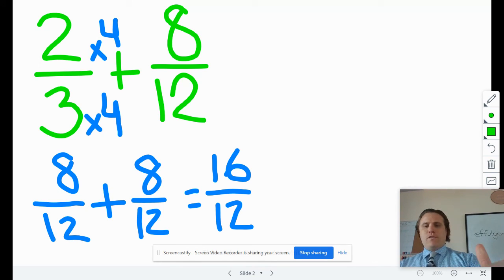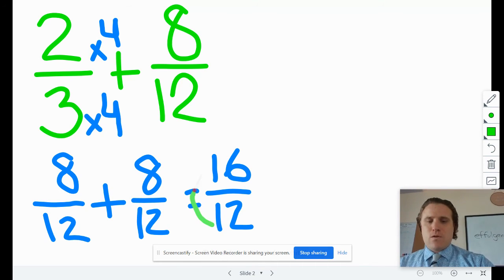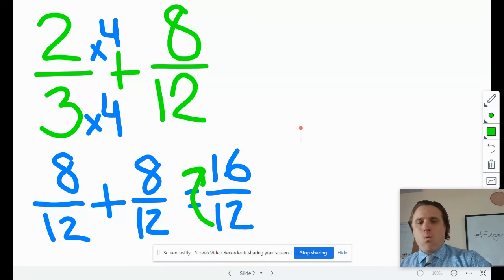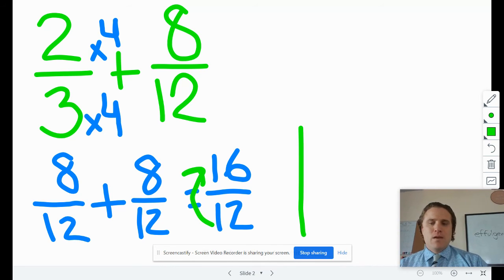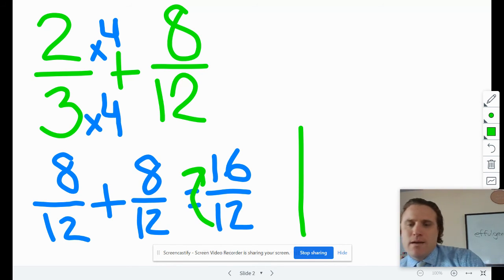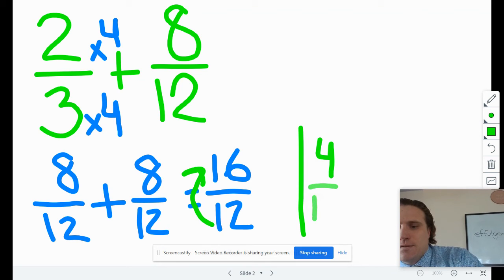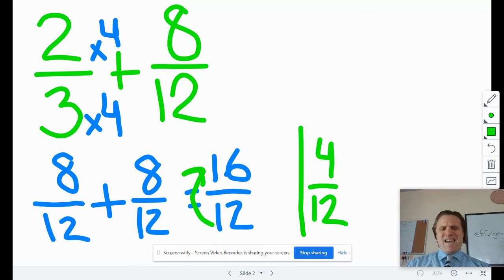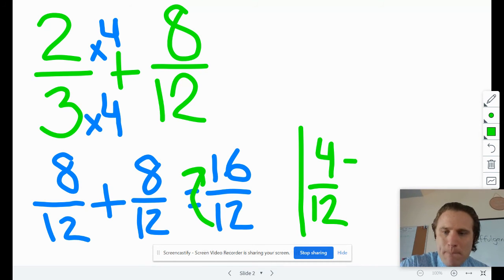So 12 can go into 16 one time, and then I'm going to have 12, 13, 14, 15, 16. Okay. I'll have 4 12ths left over. I'm still not done. Still not done. I can divide this by 4. I can divide this by 4.